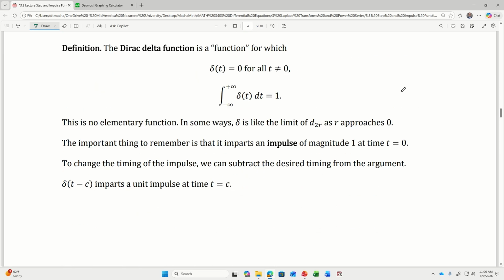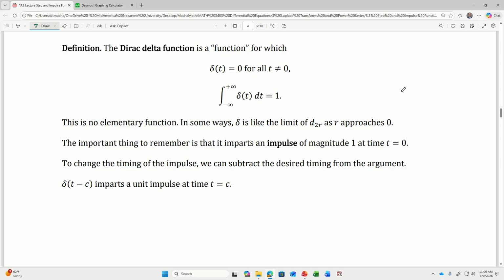This limit, as r approaches 0, is called the Dirac delta function. So we're going to use the lowercase Greek delta to represent the Dirac delta function. And the deal with the Dirac delta function is it's equal to 0 for every time t that's not 0. But right at t equals 0, something happens so that the integral of the Dirac delta function is still equal to 1. And that something that happens is called an impulse.